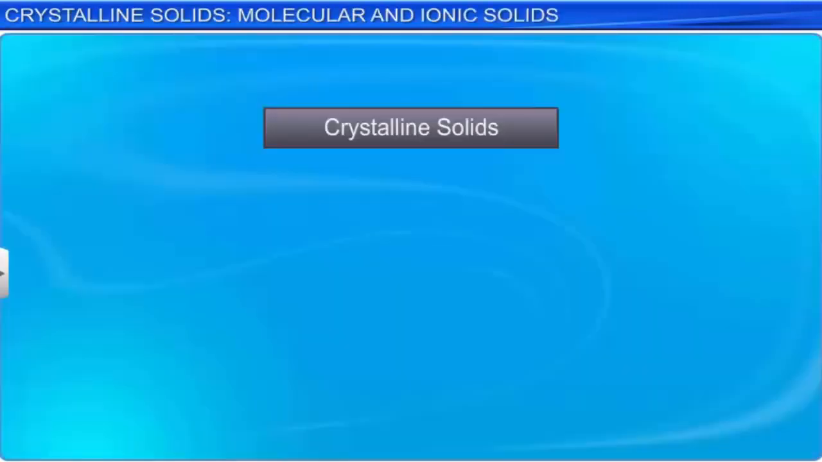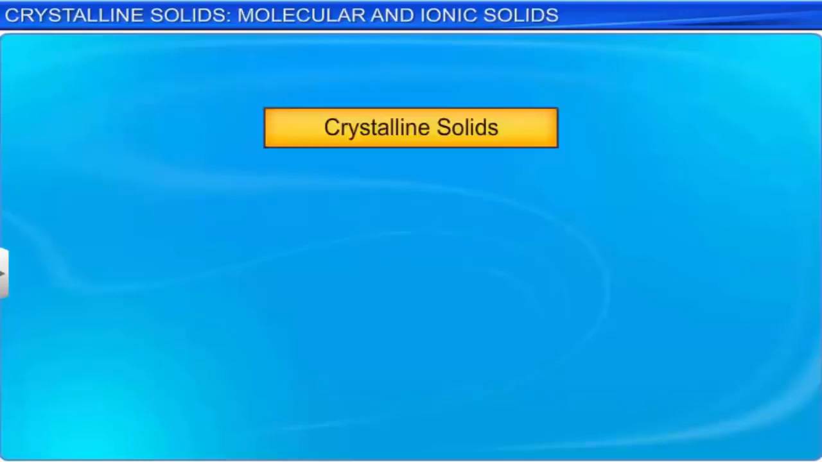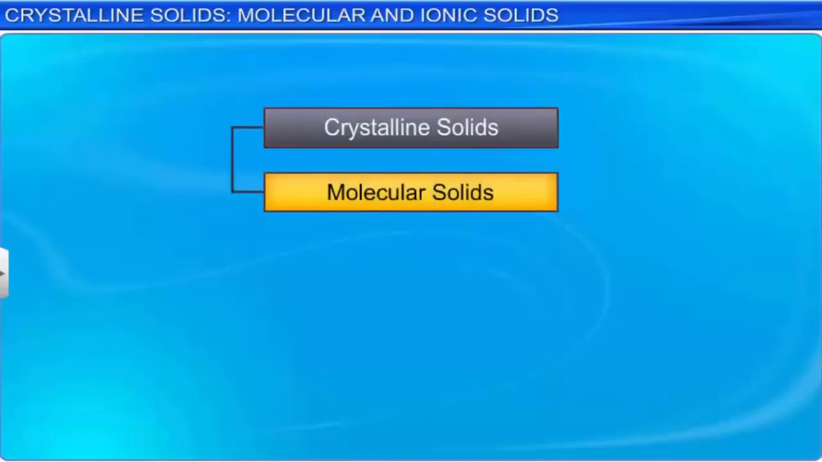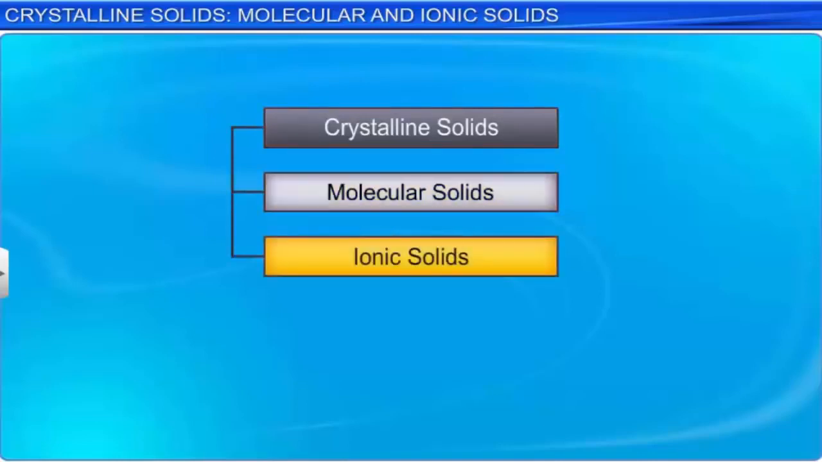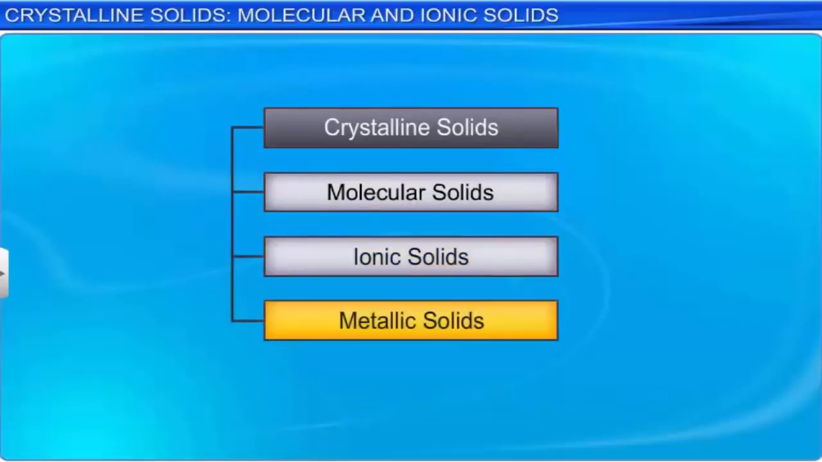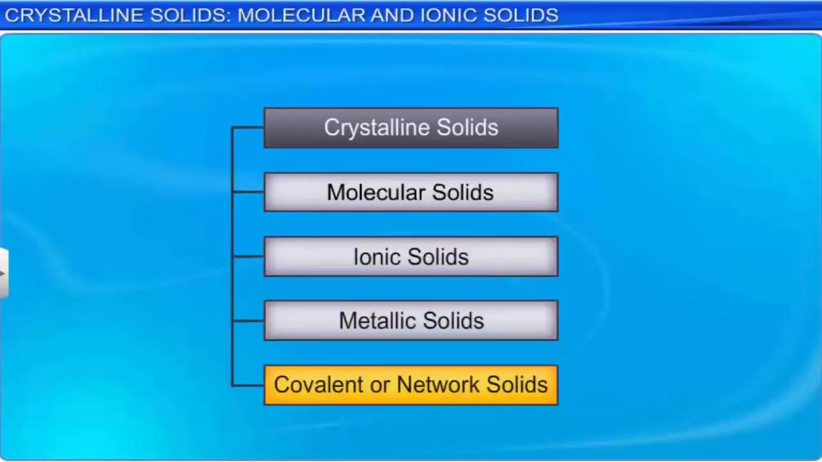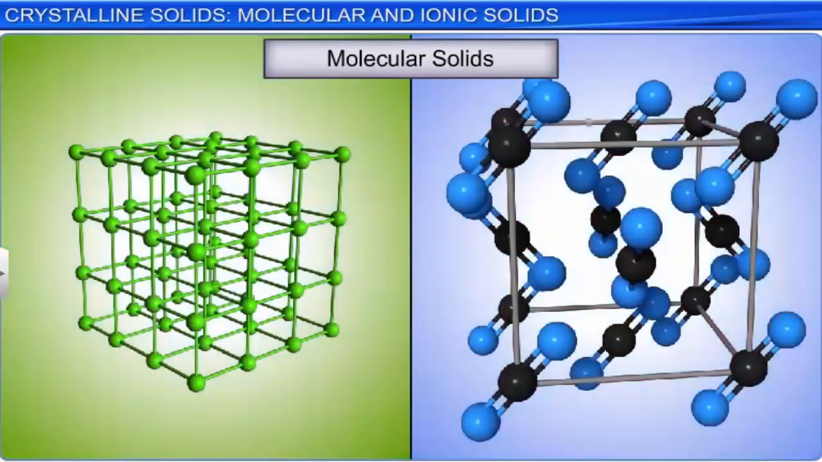On the basis of the type of forces holding the constituent particles together, crystalline solids are broadly classified into molecular solids, ionic solids, metallic solids, and covalent or network solids. Let us begin our discussion with molecular solids. The constituent particles in these types of solids are either atoms or molecules. The atoms or molecules are held together by weak forces of attraction.